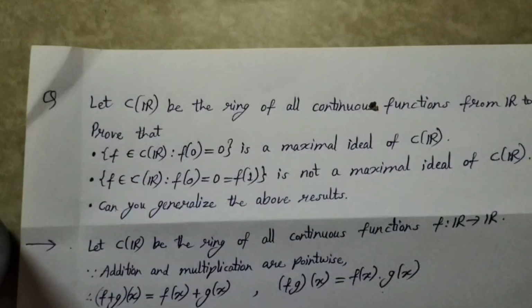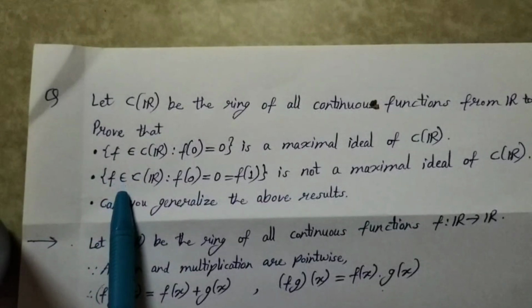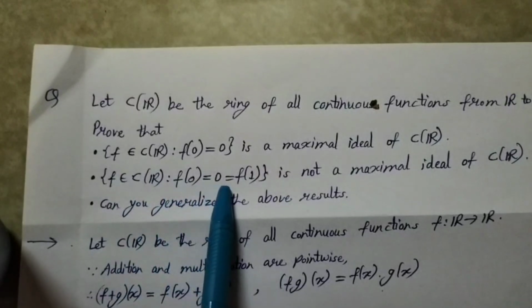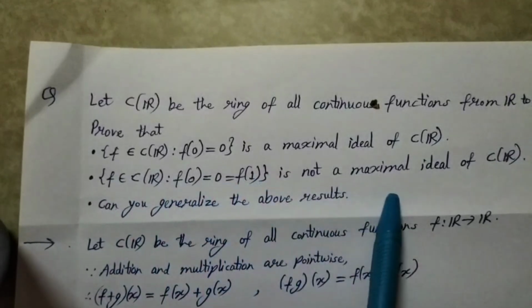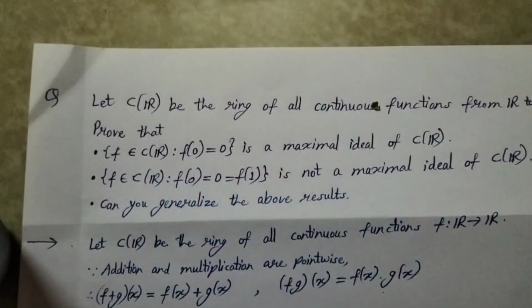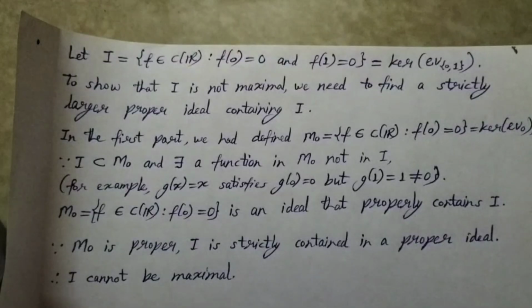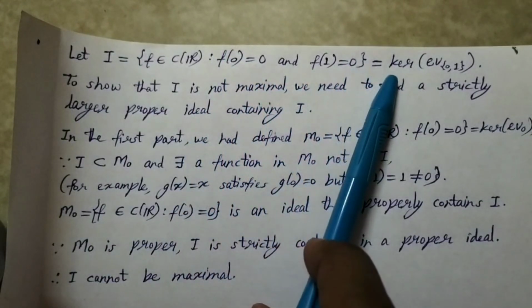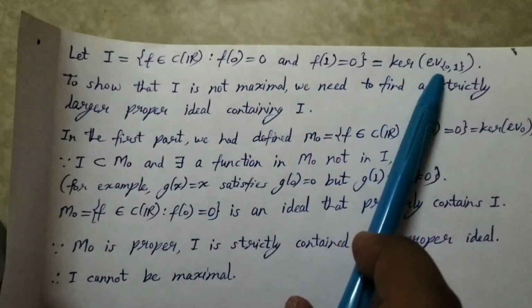Now to prove the second part, which is to prove that {f belonging to C of R such that f of 0 equal to 0 equal to f of 1} is not a maximal ideal of C of R. That is, the functions vanishing at 0 and 1 are not maximal. We have to show that. So let I equal to {f belonging to C of R such that f of 0 equal to 0 and f of 1 equal to 0}, equal to the kernel of ev at (0, 1).